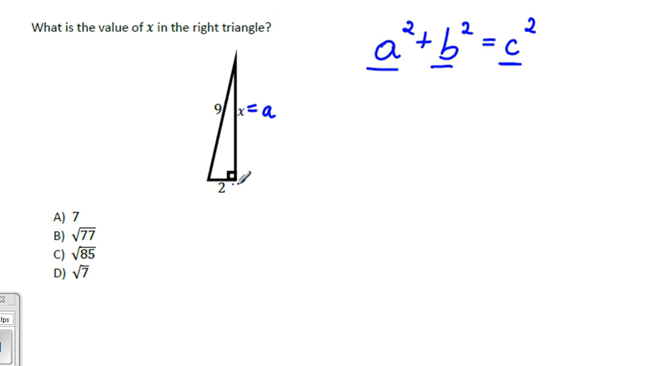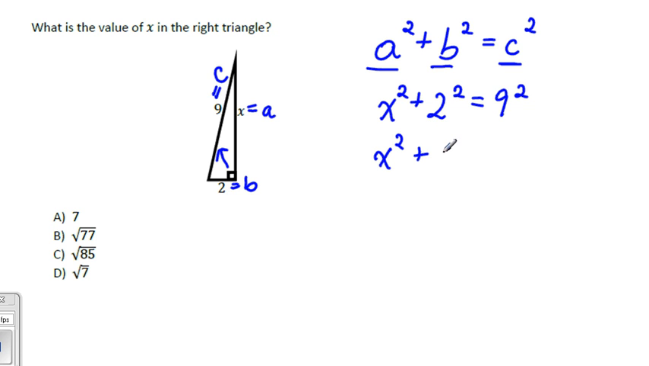A, B is equal to 2. Hypotenuse was given to us as 9. And plugging into the equation, we end up with x squared plus 2 squared is equal to 9 squared. Simplifying in the next step by squaring each one of these values, that's 4. And 9 squared, 9 times 9 is equal to 81.